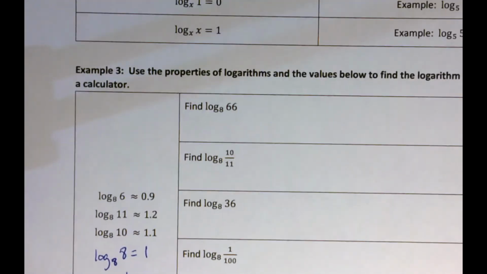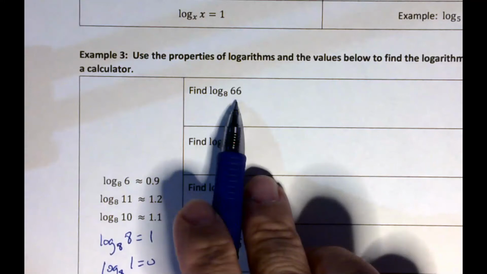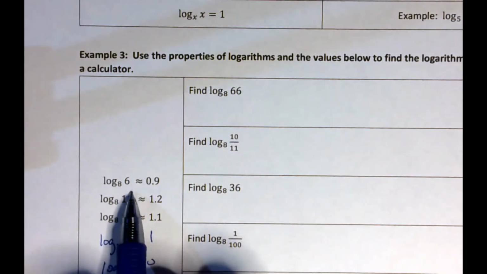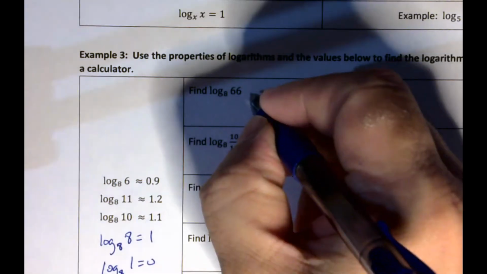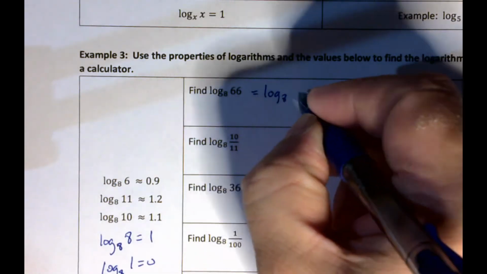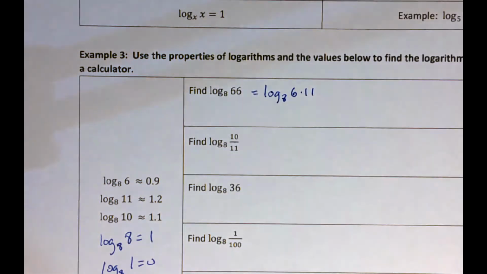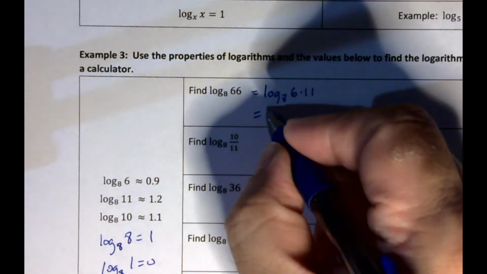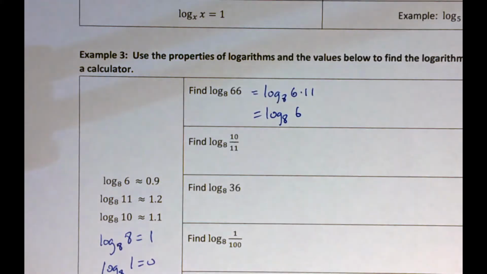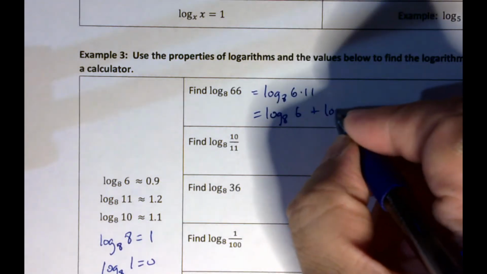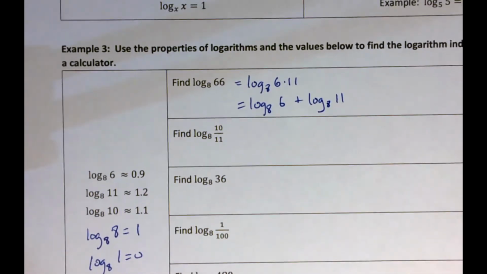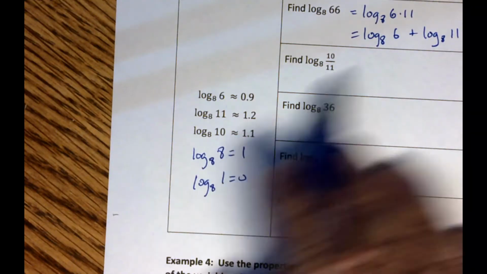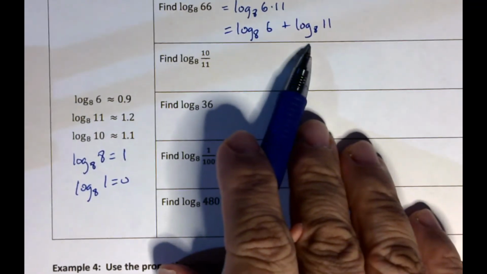Okay, let's use that. You're going to try to make 66 a combination of these numbers. Here I have 6 and 11, and 66 is 6 times 11. So I'm going to rewrite this as log base 8 of 6 times 11. That's the first step. Now we split that up. Using the product property, log base 8 of 6 plus log base 8 of 11. Log base 8 of 6 is 0.9, and log base 8 of 11 is 1.2.